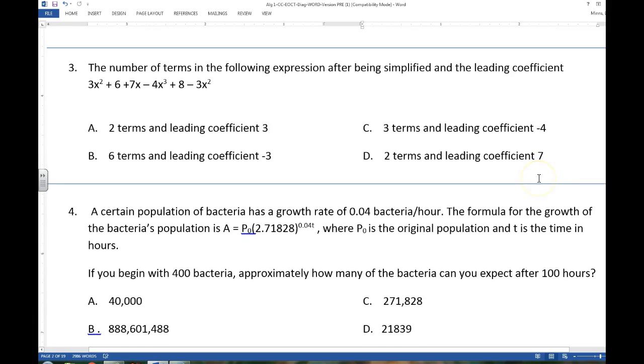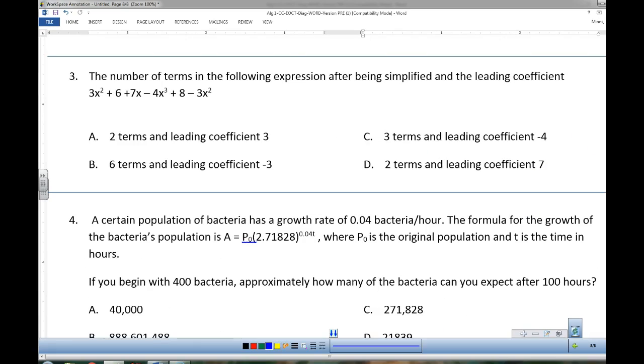All right, number 3, the number of terms in the following expression after being simplified and the leading coefficient. So the number of terms and the leading coefficient. First I simplify. I got 3x squared here and negative 3x squared here. Those cancel. I can combine that and that. So let's write everything else. Remember, we always write our biggest exponent first. So negative 4x cubed plus 7x plus 14. All right, now we've got it in standard form.